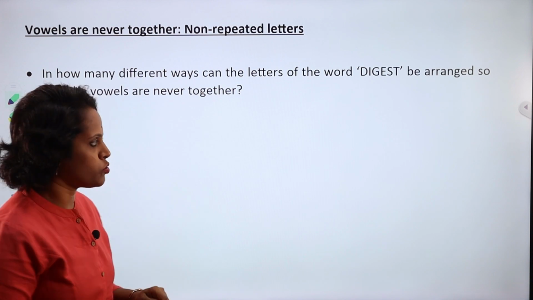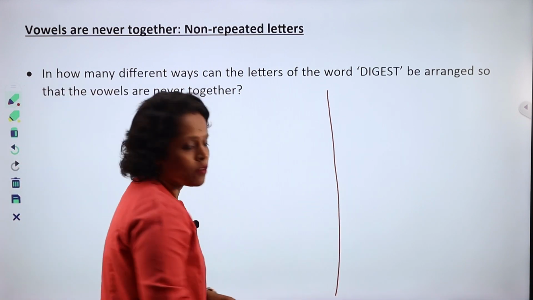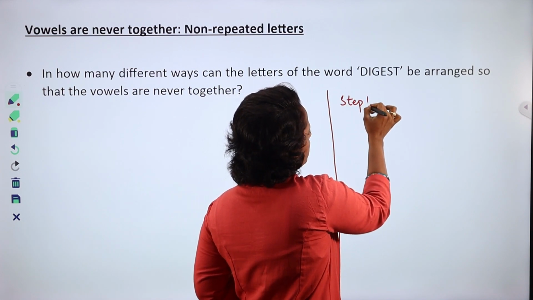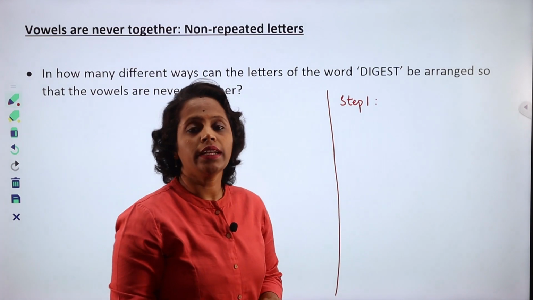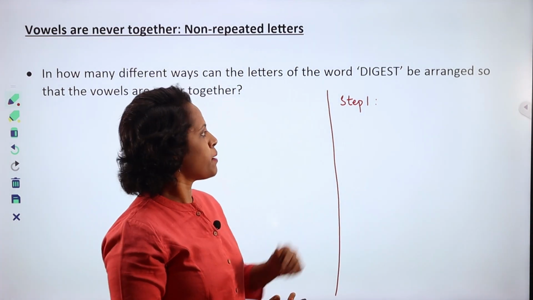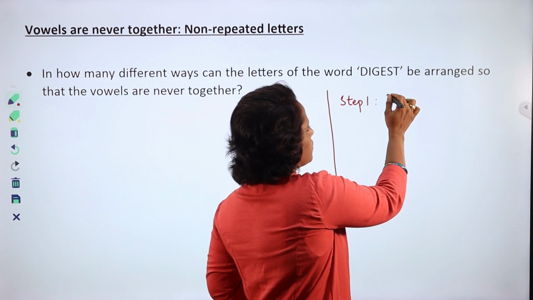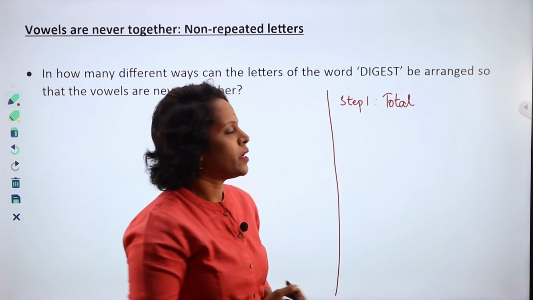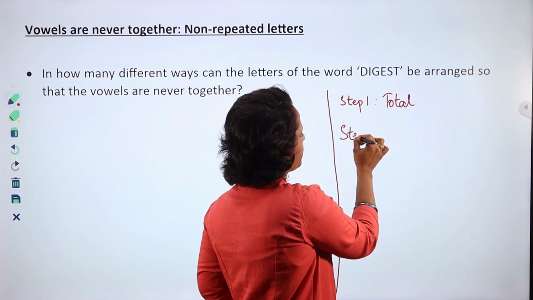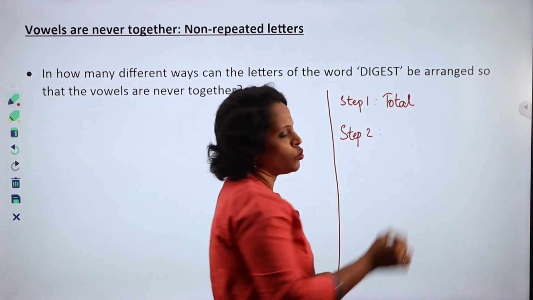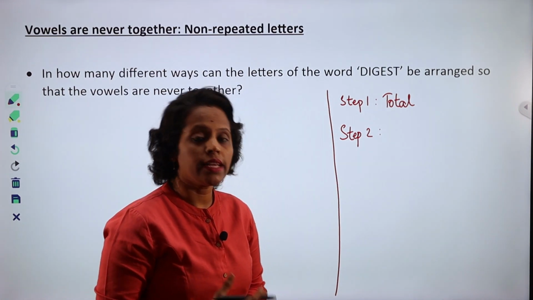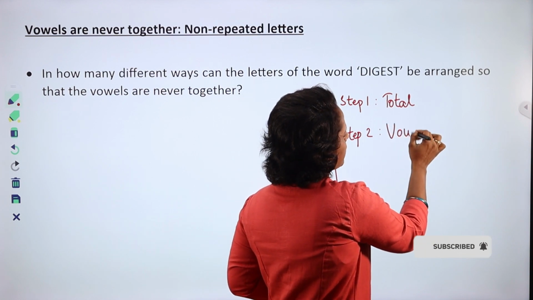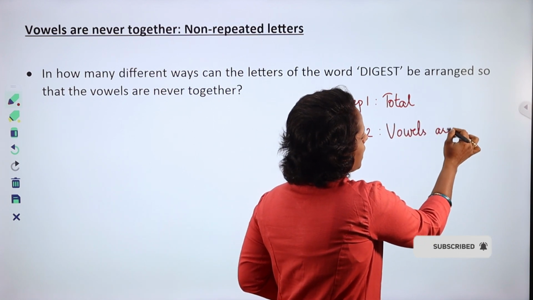This would take 3 steps to solve. Let's see. First, step 1. Step 1 is we need to find in total how many words can be formed using the letters of the word. So, step 1 is the total number of words that can be formed. Now, step 2. What is step 2? We need to find the number of words in which the vowels are always together. Okay?